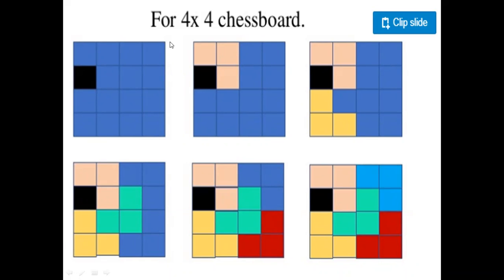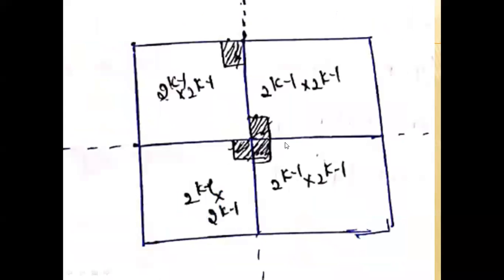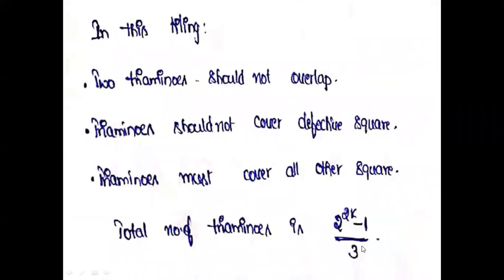Suppose k equal to 2, a 4 by 4 chessboard means 2 power k into 2 power k. Suppose k equal to 2, we are using a 4 by 4 chessboard. The number of trinomials required is 5. By the generalization formula, 2 power 2 into k, that means 2 power 2 into 2, which is 4.